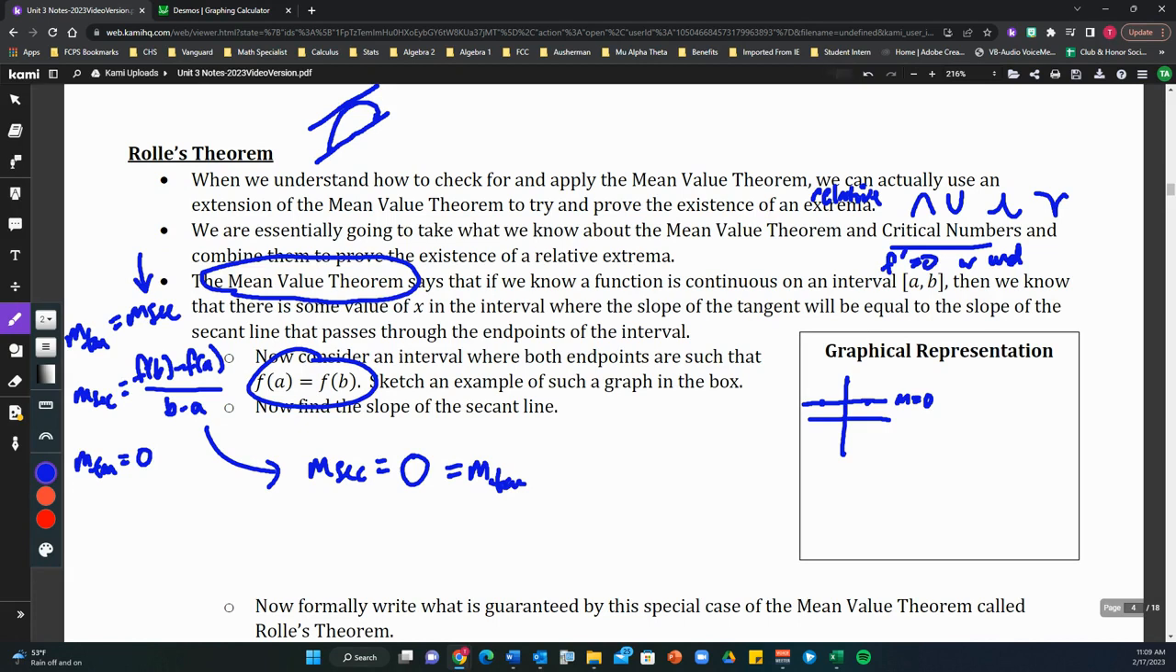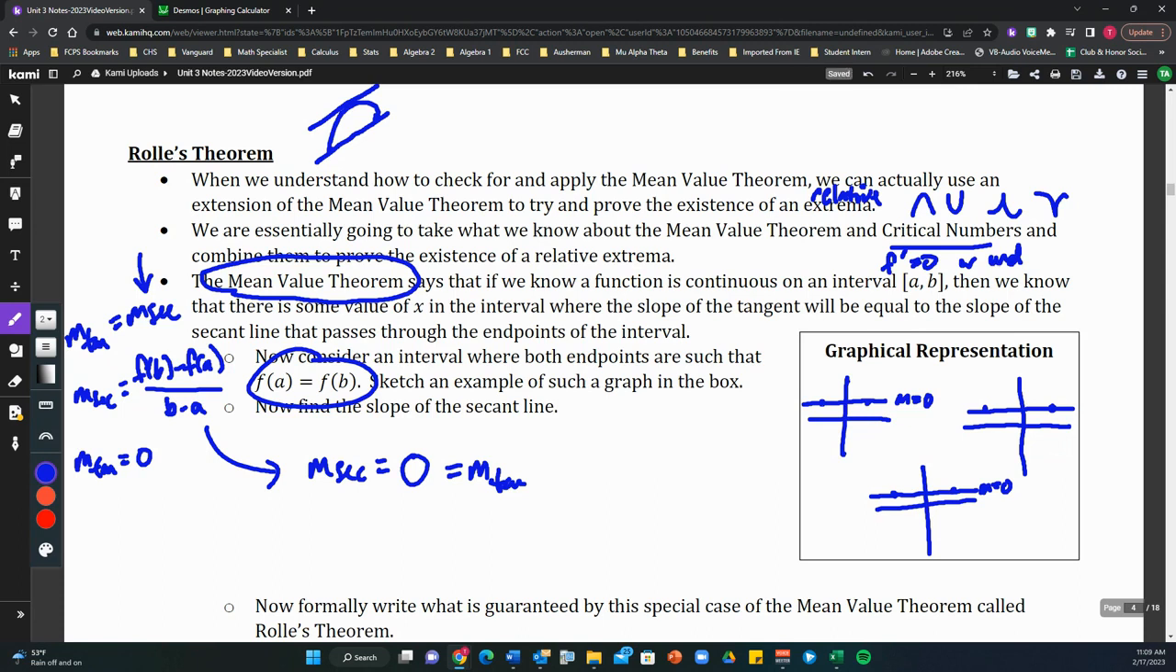So what does that look like? Well, there are 3 general representations or cases where all of this can be true. So I'm just going to sketch out my secant line for all 3 of them. We have to consider, how could I possibly get to those endpoints and have the slope be equal to 0 through the endpoints?